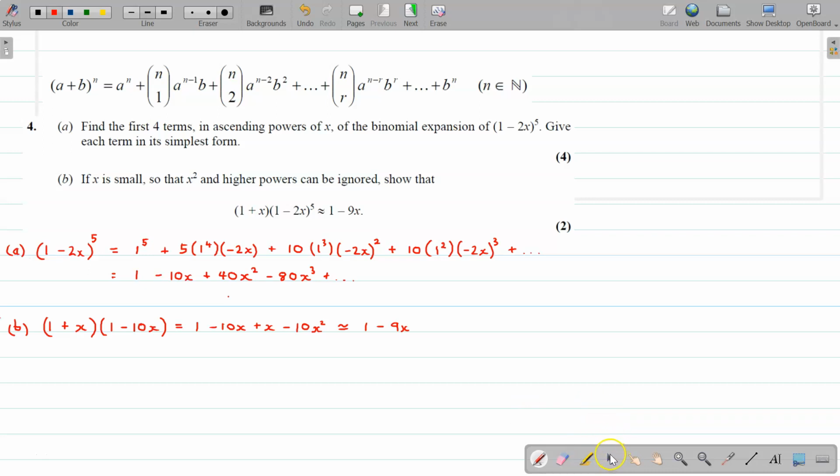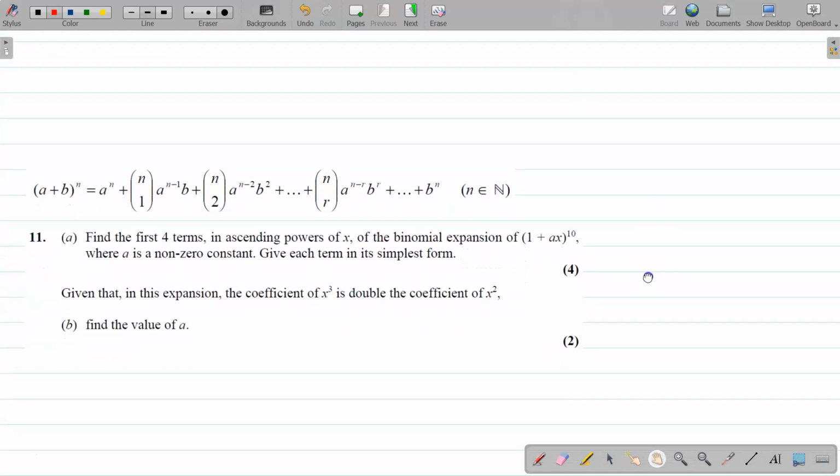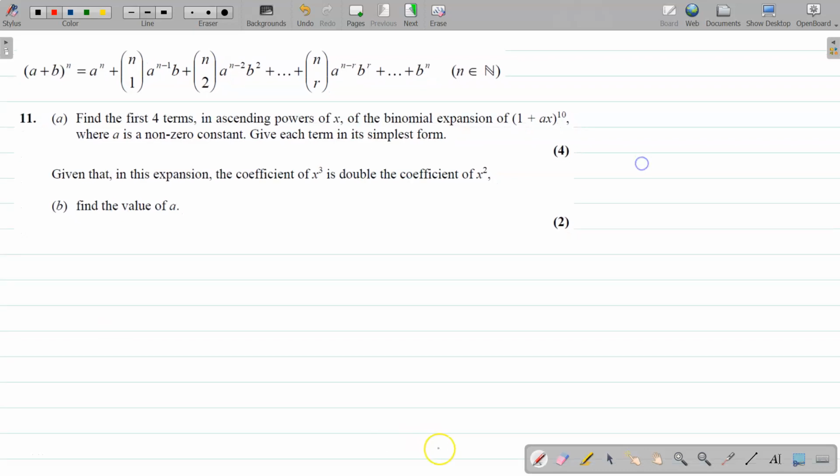And now we move on to the third question from the sheet, which involved the binomial expansion, which was question 11, okay, which I've written down here. So we have to find the first 4 terms in ascending powers of x of the expansion of this. So the same kind of thing that we've already been looking at. It's always made easier if this first term here is 1. But basically we have this.